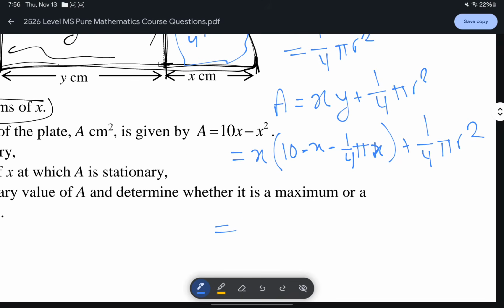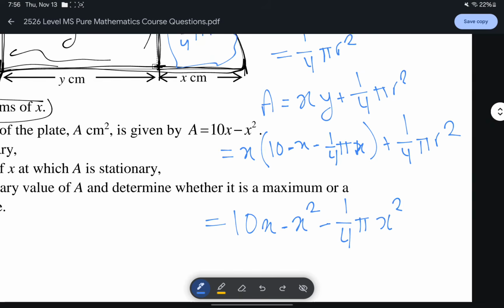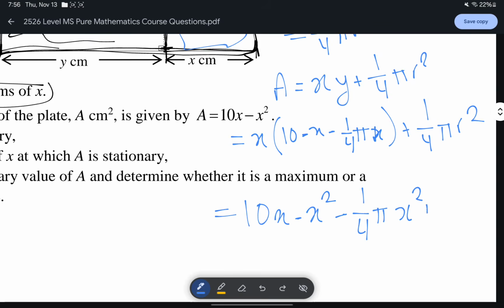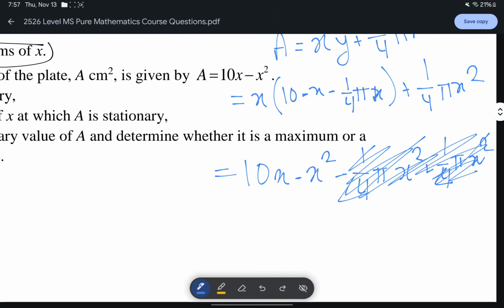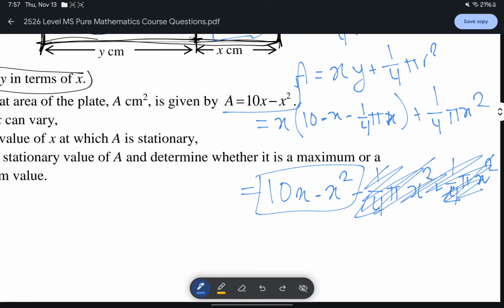Okay, so now here I'm going to distribute the x, so it's 10x minus x squared minus 1 over 4 pi x squared, and then plus 1 over 4, sorry, once again, this isn't r, this is x, okay, plus 1 over 4 pi x squared. So this part here cancels out with this part, okay, 1 over 4, and this part cancels out. So we're left with 10x minus x squared. Okay, we come back, we see that this is the area they have, so we proved it correct.